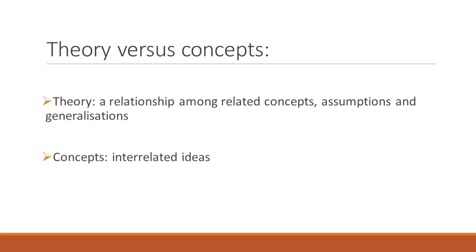Now, let's look at theory versus concepts to help you understand further the key differences between these two constructs. The authors, that is Bloomberg and Volpe, consider theory as a relationship among related concepts, assumptions, and generalizations. They are used to explain the meaning, nature, and challenges of a phenomenon. Concepts are considered interrelated ideas, while conceptualization is considered meaning-making in research. Both of these play a crucial cyclical role in providing coherence to your research.